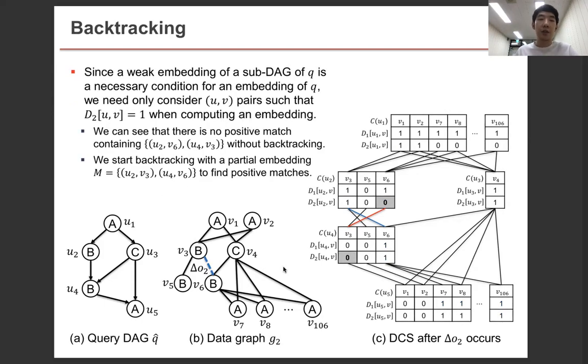So how can we use this information to find matches? As we saw earlier, since a weak embedding is the necessary condition for an embedding, we only need to consider weak pairs with D2 value of 1. For example, the endpoints of this red line have D2 value of 0, so we can see that there are no positive matches without backtracking. For the blue line, since D2 is 1, we start backtracking with a partial embedding containing this blue edge to find positive matches.